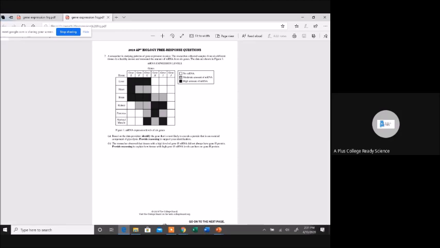So I want you to think about part A for just a minute. Part A says, based on the data provided, identify the gene that is most likely to encode a protein that is an essential component of glycolysis. Provide reasoning to support your identification. So one more time. Based on the data provided, identify the gene that is most likely to encode a protein that is an essential component of glycolysis. Provide reasoning to support your identification.